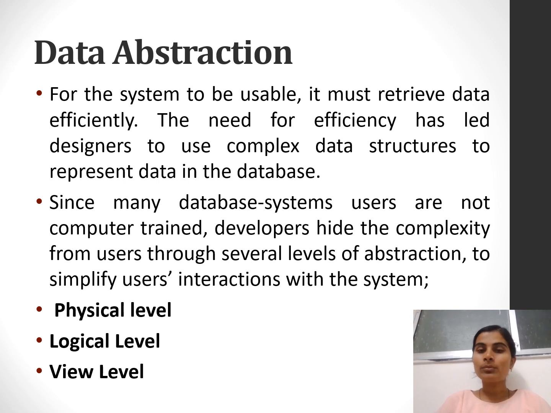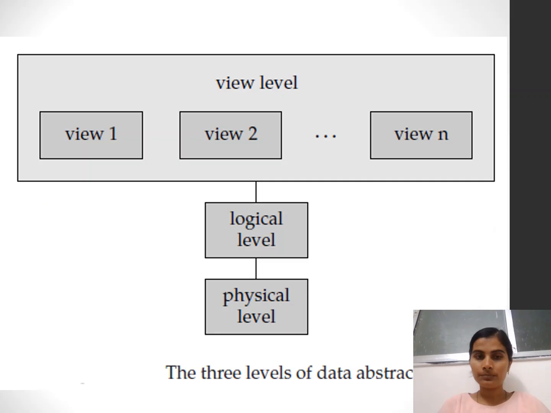For the system to be usable, it must retrieve data efficiently. The need for efficiency has led designers to use complex data structures to represent data in the database. Since many database system users are not computer trained, developers hide the complexity from the users through several levels of abstraction. To simplify users' interaction with the system, there are three levels of data abstraction: the physical level, the logical level, and the view level.